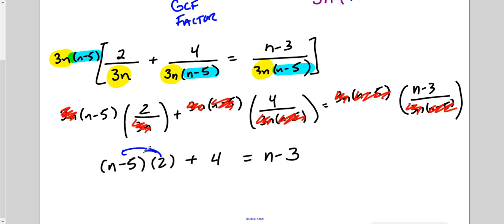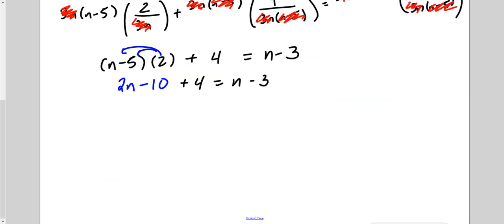Distribute out my 2, and I'm left with 2n minus 10 plus 4 equals n minus 3. I'm going to combine my like terms of negative 10 and 4. They're on the same side of the equal sign, so I'm just going to combine them as I see them. So I'm going to have 2n minus 6 equals n minus 3.